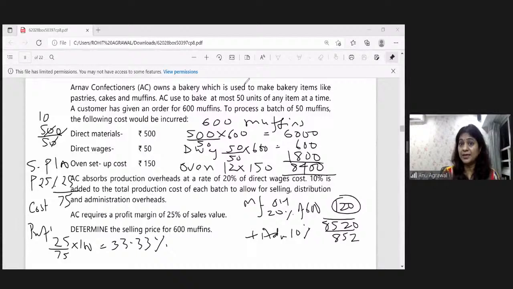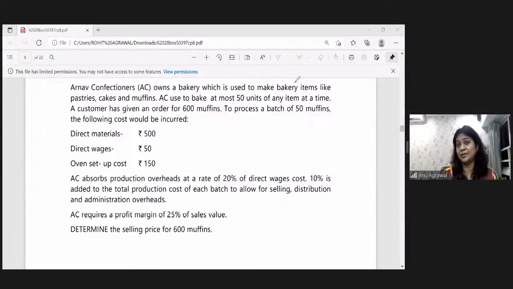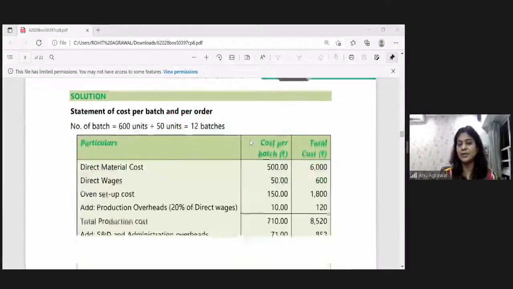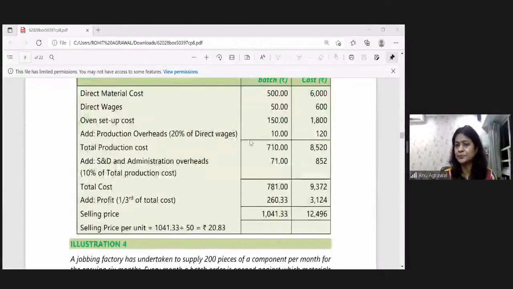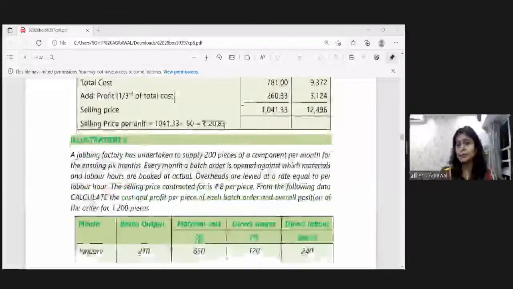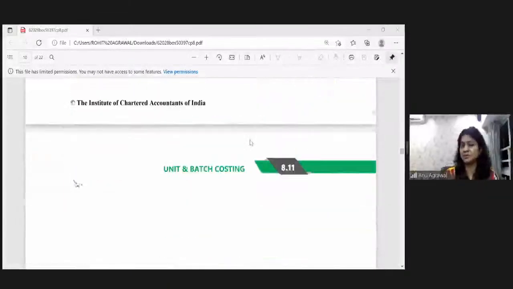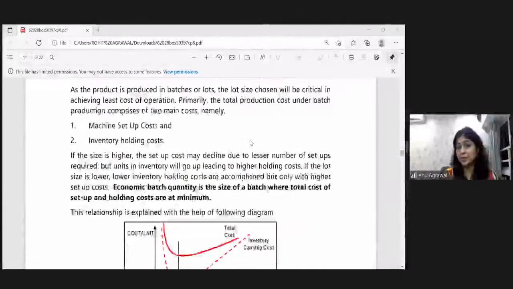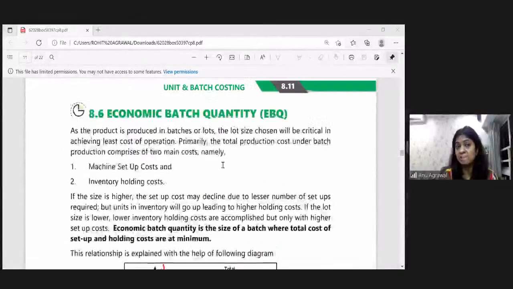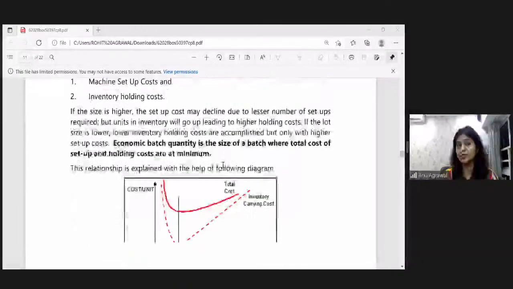So this chapter is your basic, guys. Anyways, let's check it out. ICAI has done it for you. Similarly, there is illustration 4. They have given you some information. Now they have told you about machine economic batch quantity, which I just explained to you.